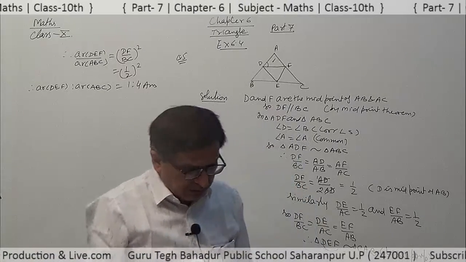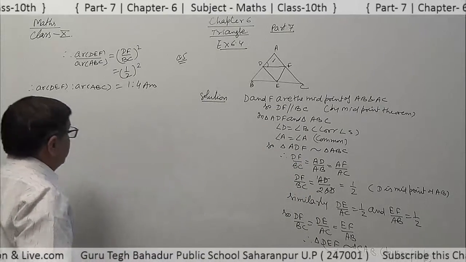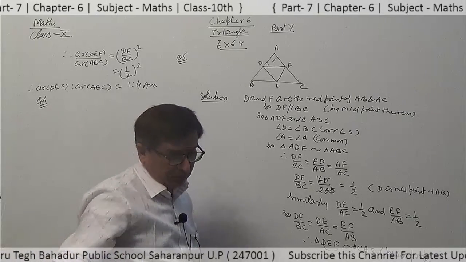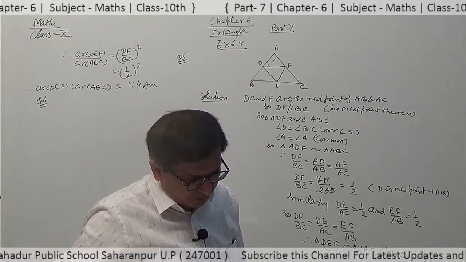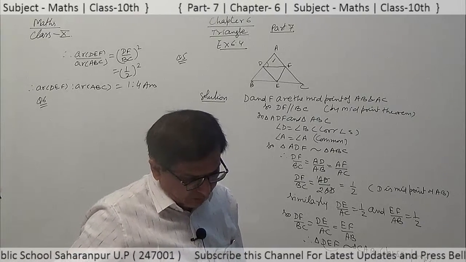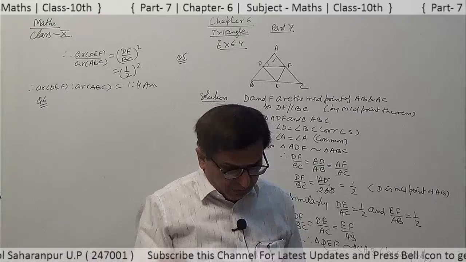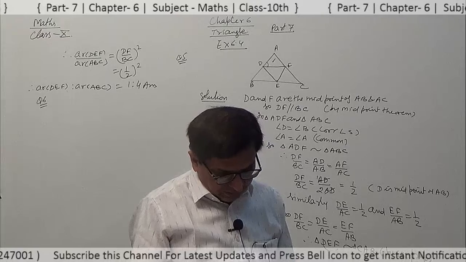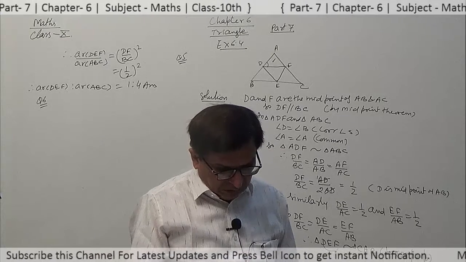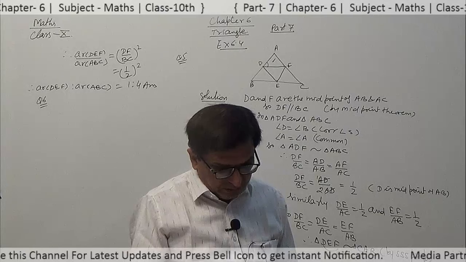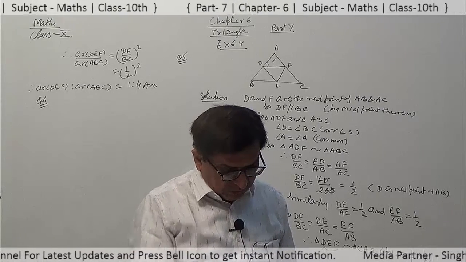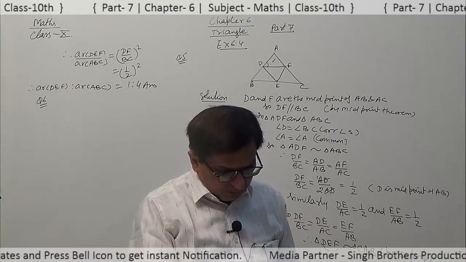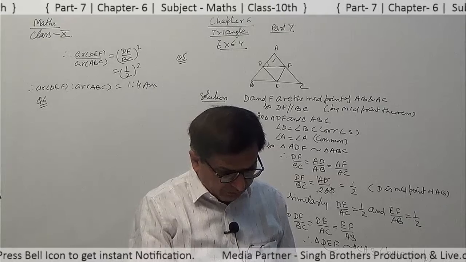See question number 6. Prove that the ratio of the areas of two similar triangles is equal to the square of the ratio of their corresponding medians. Actually, this question we have already done in exercise 6.3, question number 12. This is question number 16. This question is the same as question number 6. You will do it yourself.